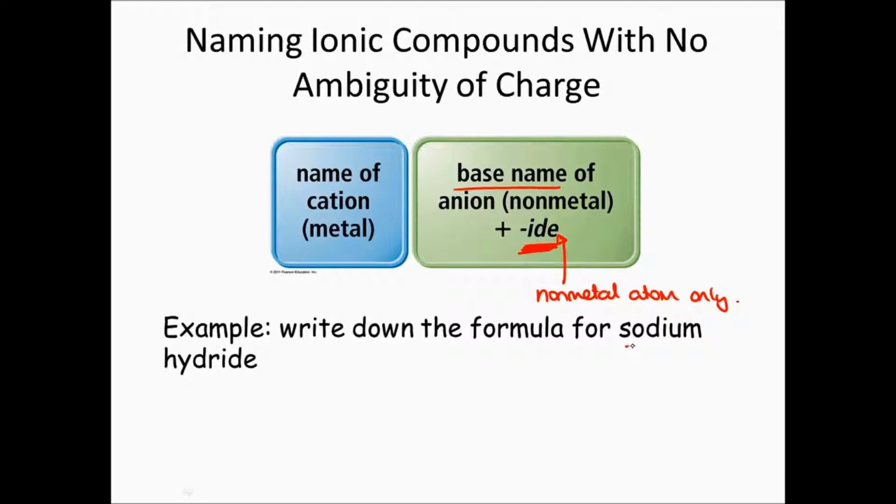Sodium hydride. Sodium is Na plus. The hydride ion is H minus. So we have plus 1 and minus 1. If I have 1 sodium and 1 hydride, plus 1 minus 1 gives me neutral charge. So I have a 1 to 1 ratio, and therefore I can write down NaH, because that's the lowest combination that would work.